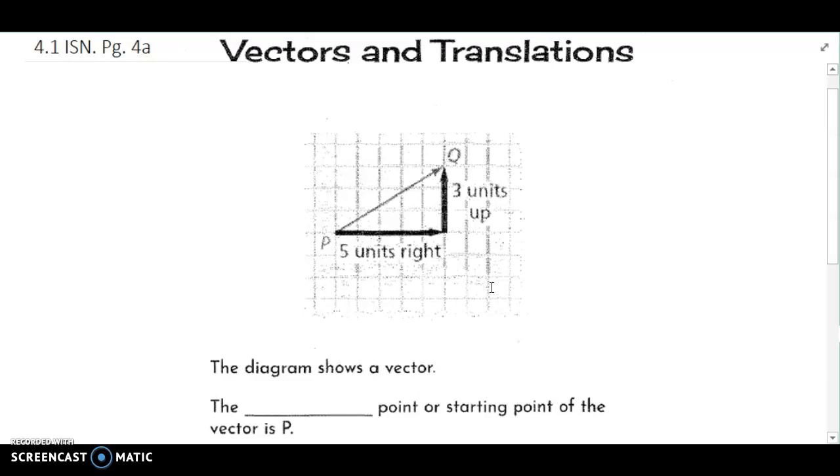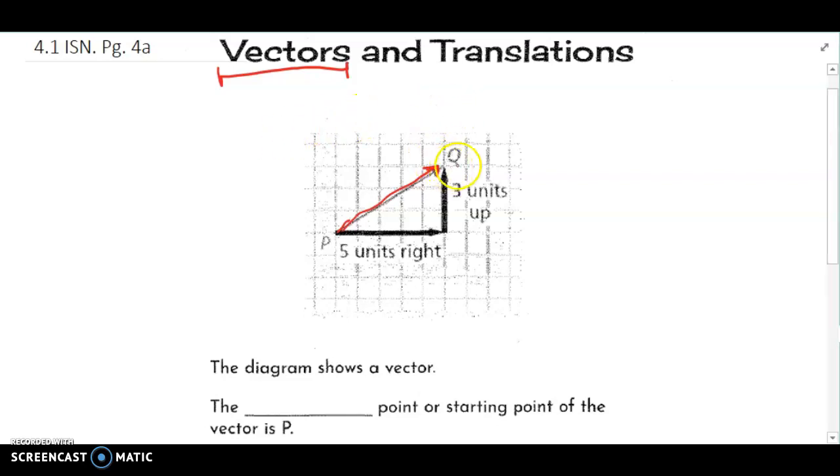So we're going to talk in here mainly about vectors. And with vectors, you can translate things. So that's why vectors are important. You see vectors a lot in physics class. But anyways, the diagram shown is a vector. It's hard as heck to draw a straight line with this tablet. From P to Q, that is vector PQ.